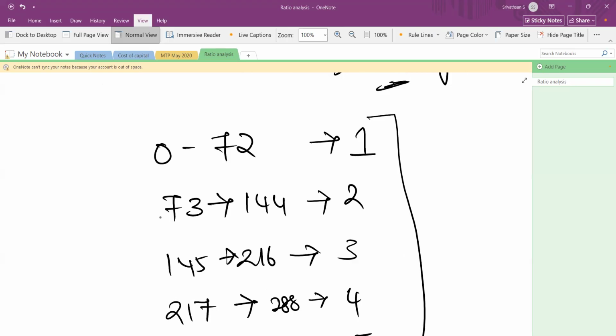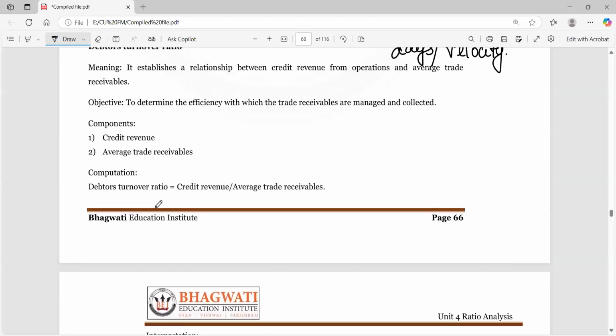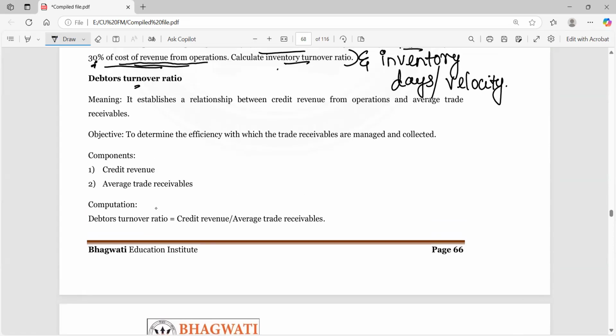So the next ratio is the debtors turnover ratio, similar to this. Again, it is a turnover ratio, meaning the numerator should be sales. But here you should not include cash sales, only credit sales should come. Why? Because you will have debtors only if you are selling on a credit basis. If you are selling on a cash basis, no debtors. So the formula is credit sales divided by average trade receivables. Clear? Any doubt?